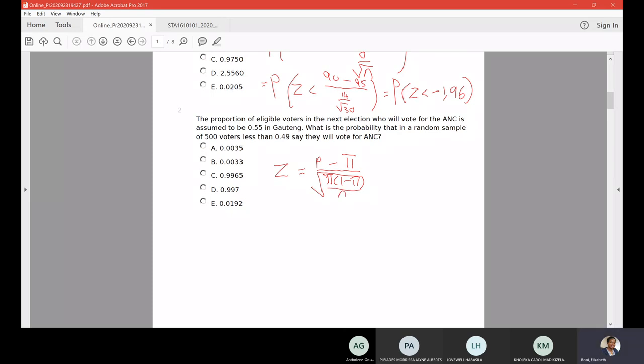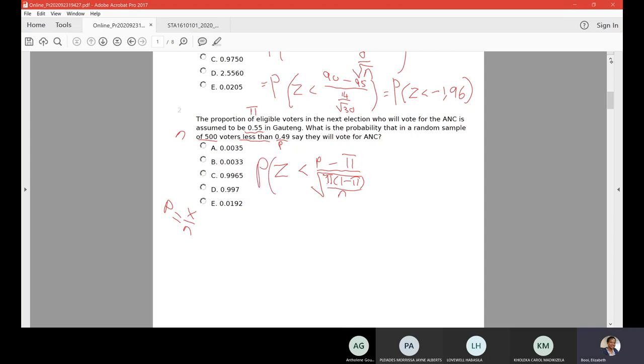Go to what we are given. We are given our population proportion as 0.55. We are given our n as 500. And we are told that it's less than, so the sign here changes to a less than. And this is 0.49, which is our sample proportion. Remember, if they don't give you the sample proportion, they will give you your n and your X, and you can calculate your sample proportion. But in this instance, they gave us the sample proportion.